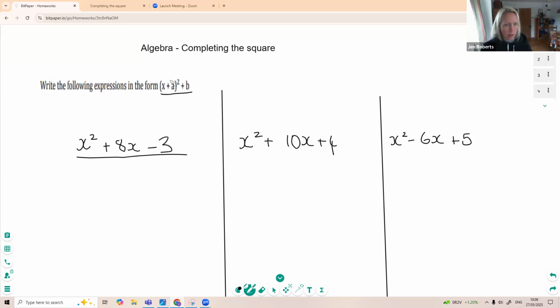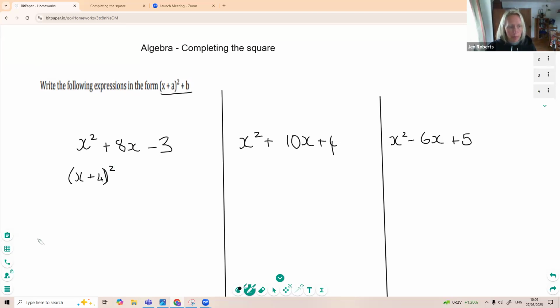Okay, how do we do that? Well, in our bracket that's squared, we would have an x at the front. This is x plus a. So to get the a value, we're going to halve the 8. Half of 8 is 4. I'm just going to explain it with the first one.